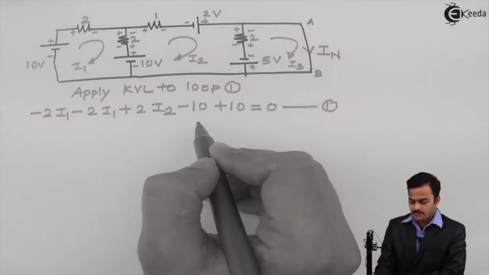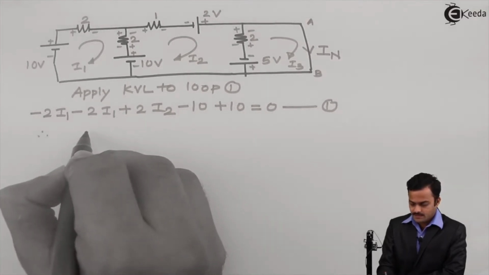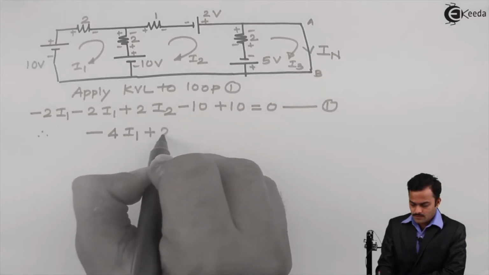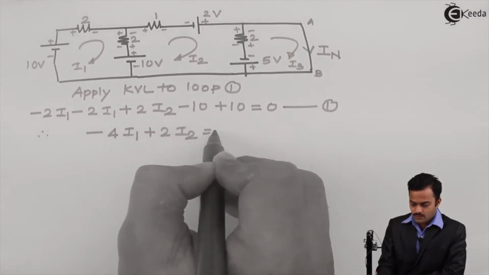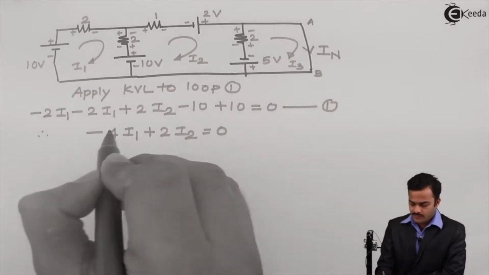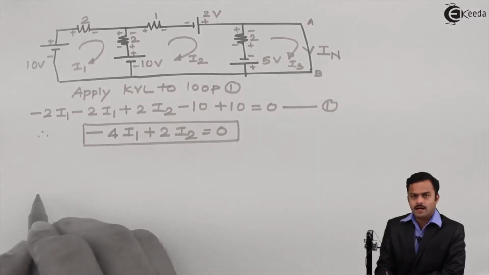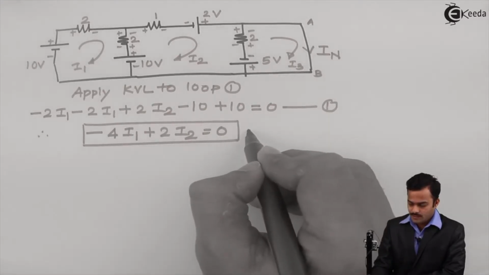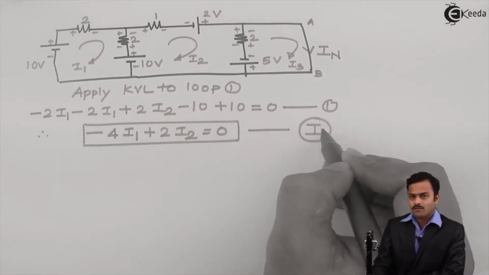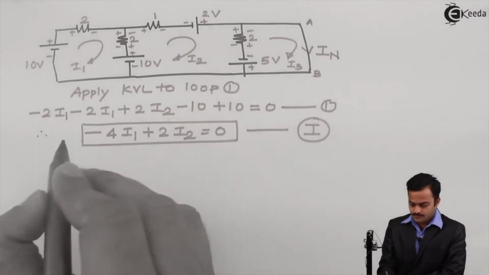Before writing equation 1, I need to simplify it. So I can say it is minus 4I1 plus 2I2 equal to 0. So instead of considering this as an equation, I will consider this equation for solving I1, I2, I3. So I will mark it as equation Roman 1. Next, let's apply KVL to loop 2.